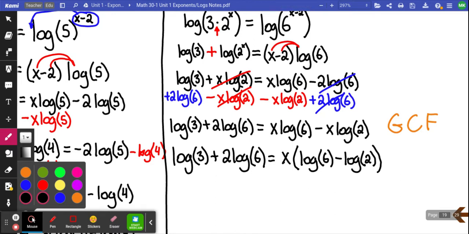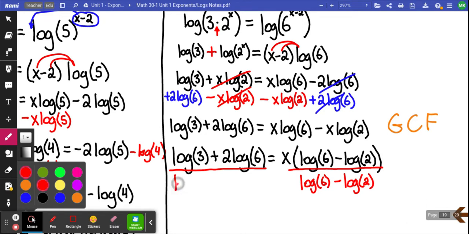And now I'm only one step away from getting x by itself. To get x by itself, I need to move all of this to the other side. It is x times all of this. So to move something that's being multiplied, you would divide it to the other side. So I'm going to divide that entire log binomial. Divide log 6 minus log 2.